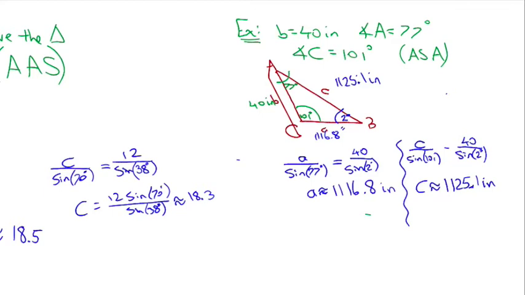How do I change it to feet? Divide by 12. I'm just curious how big this is. I know what 40 inches is. 40 inches is about this big. So what's 1,116 divided by 12? 93. So this is 93 feet. And this one is about 90-something feet.